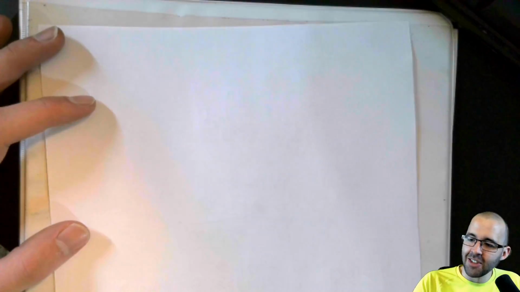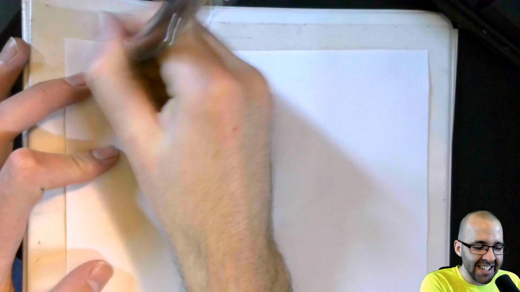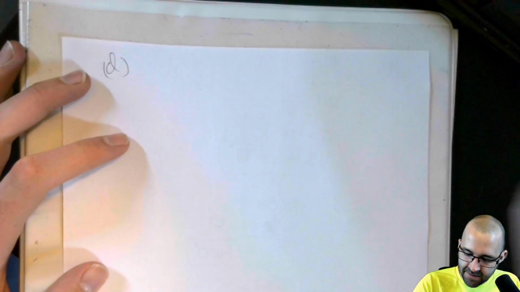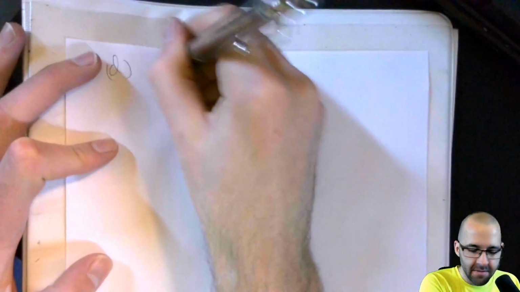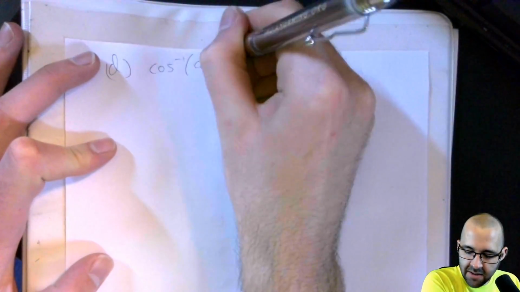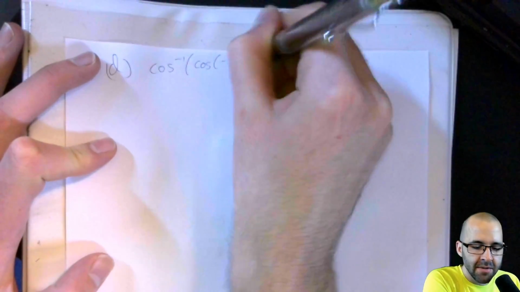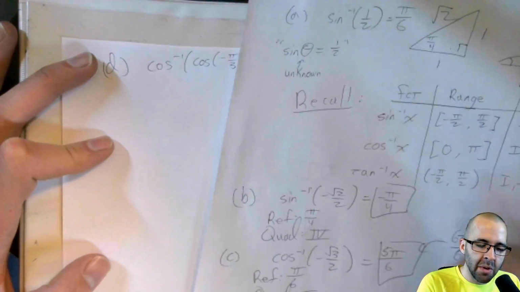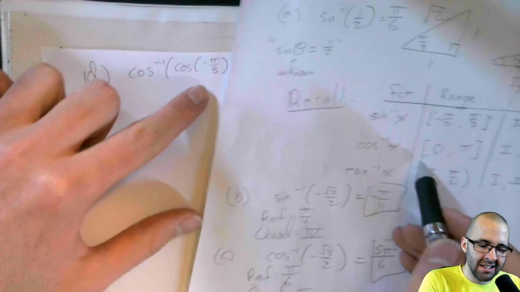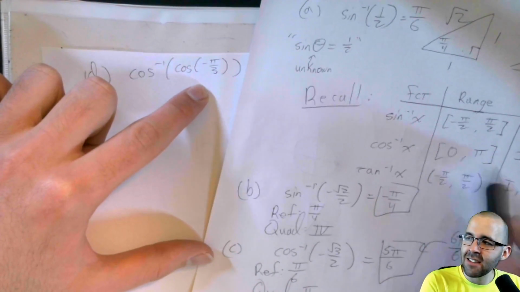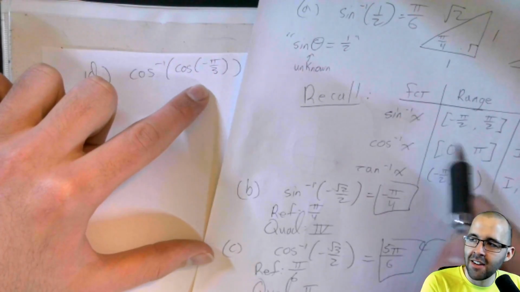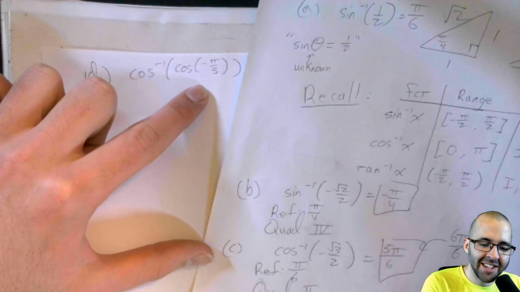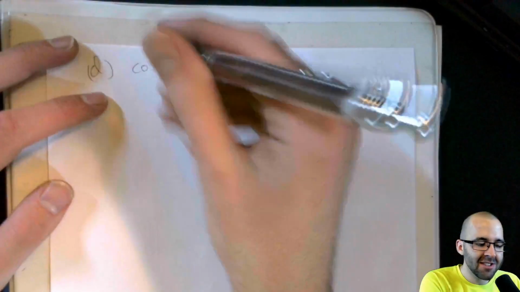So let's, again, just keep going. We just did part C. So let's go on to D. That's next. All right. Inverse cosine of the cosine of negative pi over 3. So again, let's say we want to use our shortcut. Negative pi over 3. That's not in this range. The shortcut doesn't apply here, so let's just do it step by step.